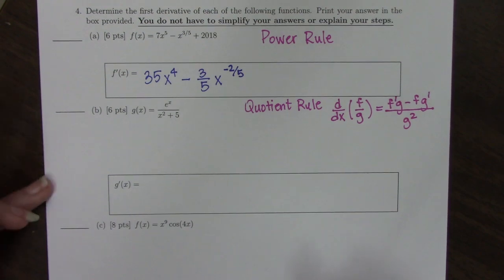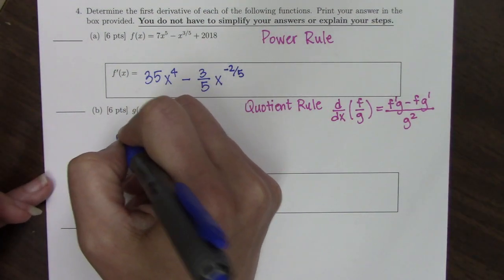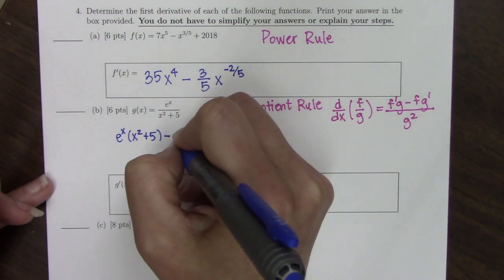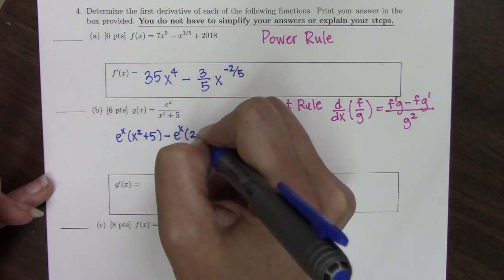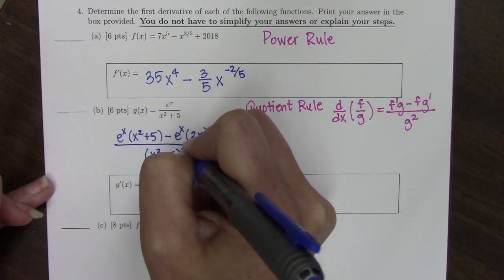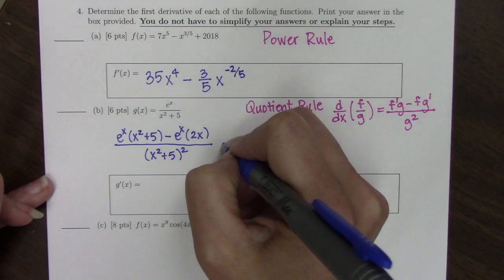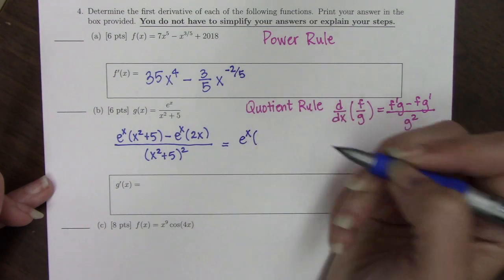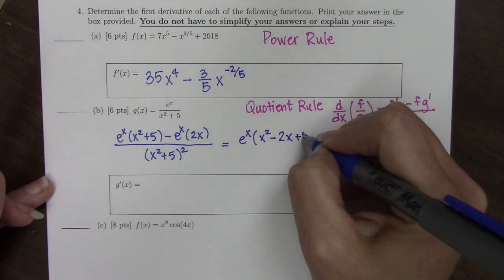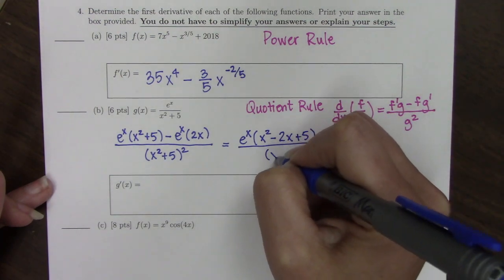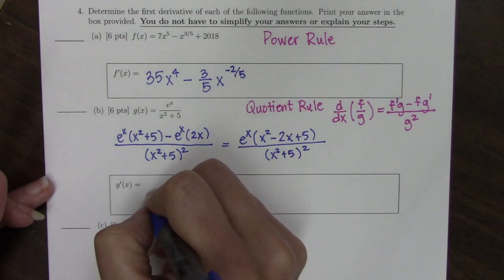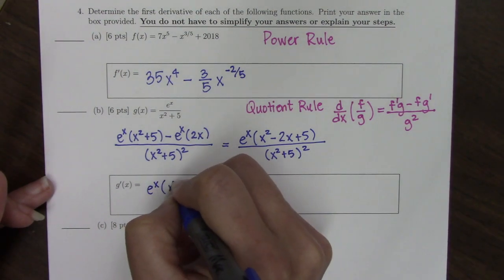So for this problem, the derivative of the numerator is e to the x times the denominator minus the numerator times the derivative of the denominator all over the denominator squared. You can technically stop here, but if I were to factor the e to the x out front, that would leave me with x squared minus 2x plus 5 over x squared plus 5 quantity squared. So I'm going to write my final answer in the box provided.